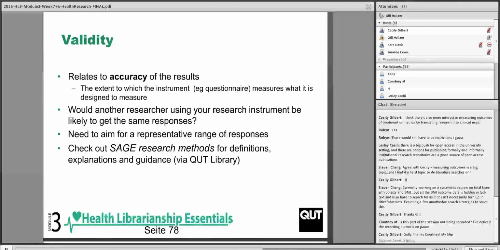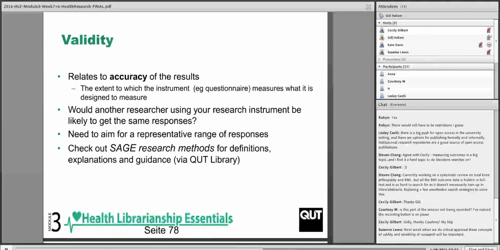So a few different terminology should be used. Validity relates to the accuracy of the results. If you're undertaking critical appraisal, these are some of the notions that you need to, I just see, Suzanne, when we do critical appraisal, these concepts will be important. So this is just a brief introduction to them, and this is what you need to read up on during the week to ensure that you do have some sort of deeper understanding of it all.